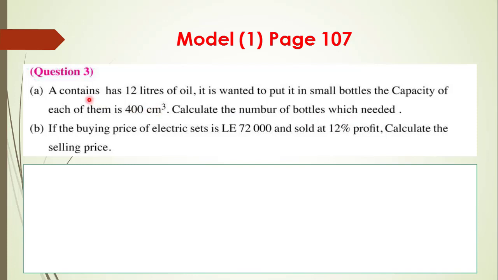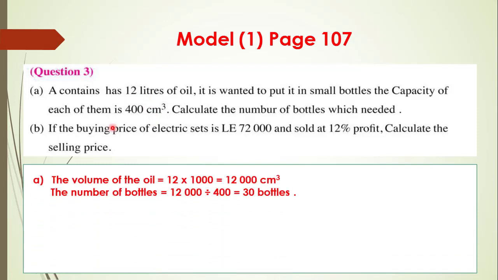Here we have a container has 12 liters of oil. And here we have 400 centimeter cube. So I want to convert liters to centimeter cube by multiplying by 1000. This is the first step. The volume of oil will be 12 times 1000 equals 12,000 centimeter cube. I want to calculate the number of bottles we need. We want to divide this oil into the bottles. So I'll divide 12,000 by 400, the result will be 30 bottles. So we need 30 bottles.